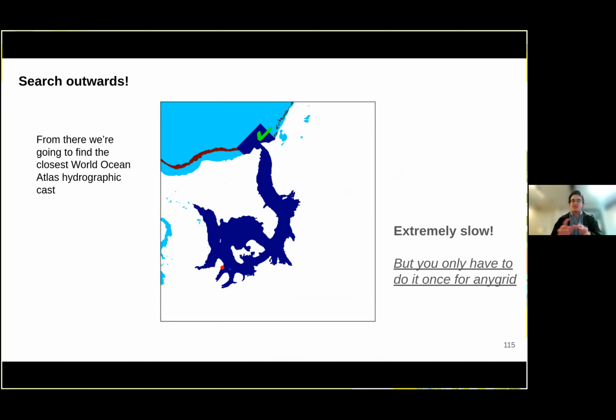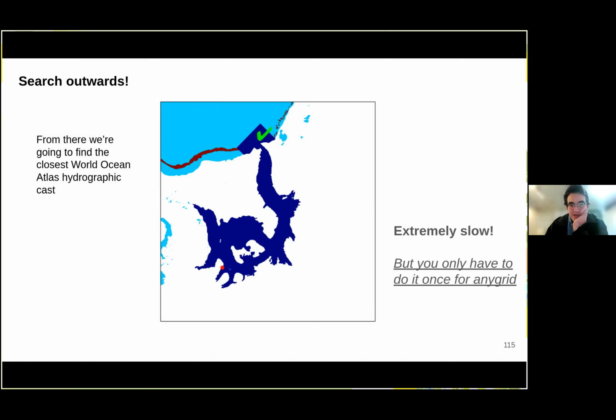And just to be balanced, because I bragged about how fast the hub is to calculate, this process is extremely slow. It takes me like a week on my desktop using all 8 cores. So if I used a bigger computer, I could make it faster. But it's a big pain. The nice thing is you only have to do it once for any grid. So that's some consolation.